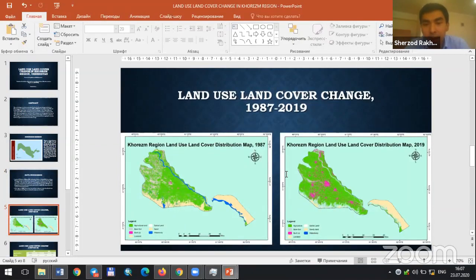So this is the result of the 2 images from 1987 and 2019. As you see, mostly bare soil converted to saline land, where the Aral Sea region is located here, and because of the shrinkage of the Aral Sea, wind brought salt to this area, making the land more saline.